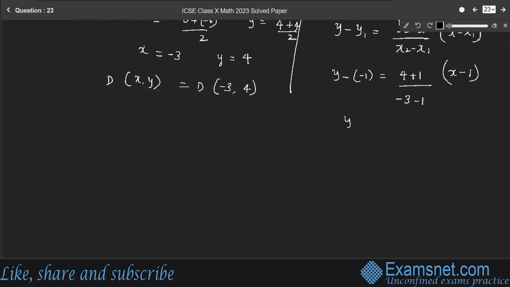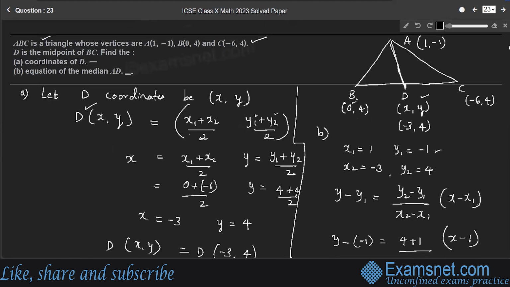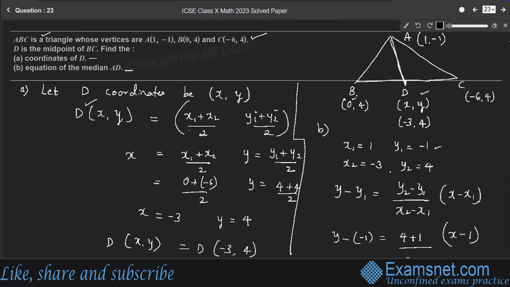Therefore, (y plus 1) into -4 is equal to 5 into (x minus 1). Therefore, -4y minus 4 is equal to 5x minus 5. So after rearranging, we'll get 5x plus 4y minus 1 is equal to 0, which is the equation of the median AD. 5x plus 4y minus 1 is equal to 0 is the equation of the median AD, whereas the coordinates of D are -3 and 4.